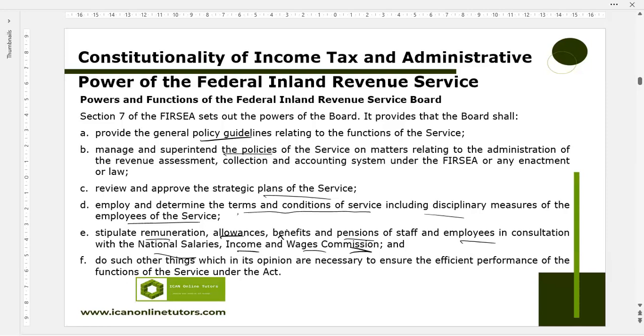So they determine the remuneration of the staff of the FIRS, the allowances, benefits, and pension of staff and employees. This will usually be in consultation with the National Salaries, Income and Wages Commission, and to do such other things which, in their opinion, are necessary to ensure the efficient performance of the functions of the service under the Federal Inland Revenue Service (Establishment) Act of 2007.